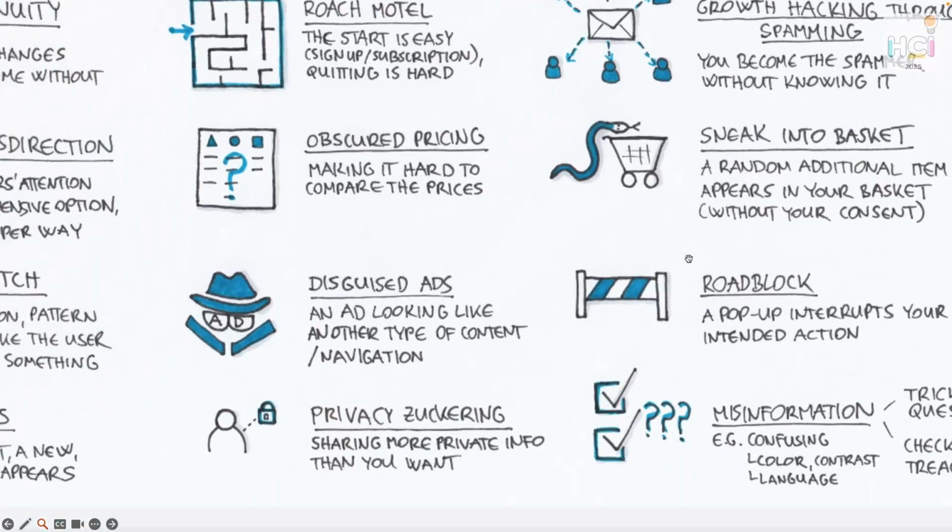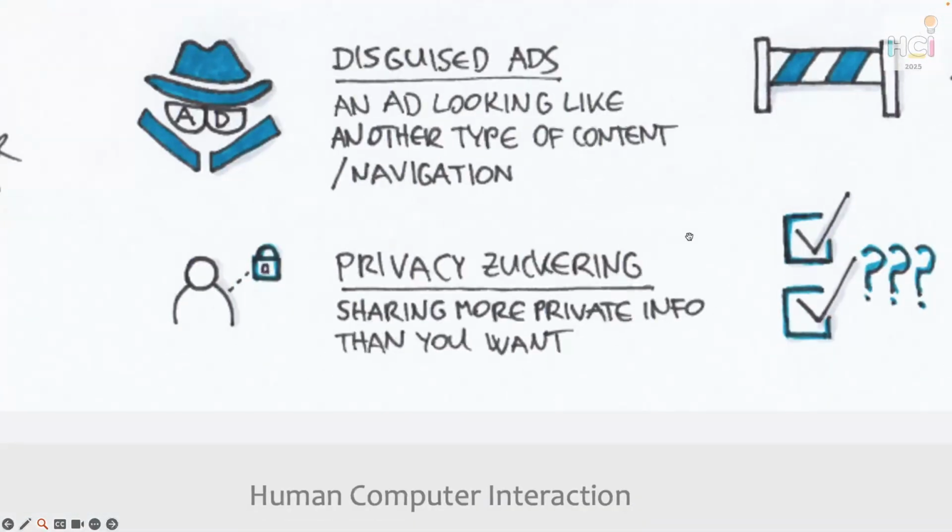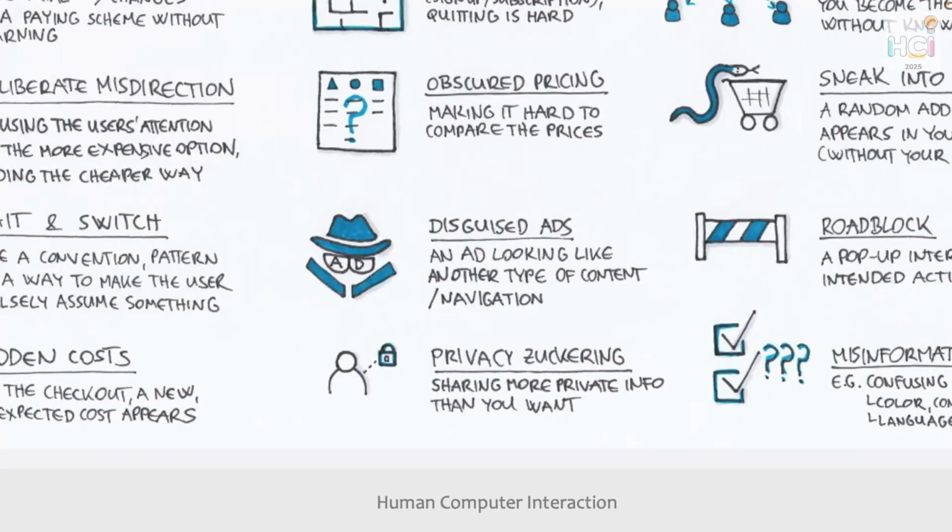Another example, privacy zuckering. So I think from the name you can easily understand who is the target here. So the target is the user, but who is the target of the name of the pattern? So this describes user interfaces that trick users into sharing some personal, private information unintentionally. And we will see some examples.